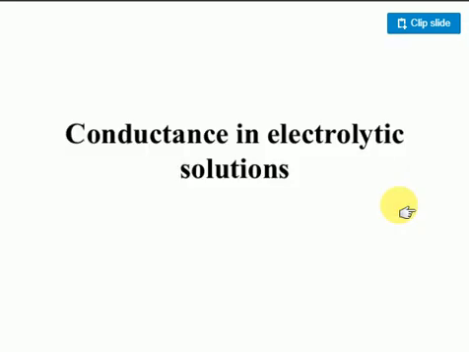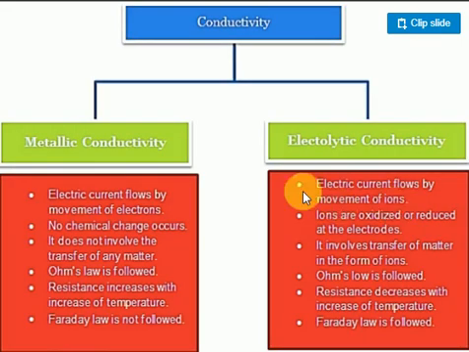So electrolyte conductivity is very important. How do electrolytes conduct electricity? Look very carefully: electrolyte conductivity depends upon the electric current flow by the movement of ions. Ions move and carry electricity. Ions undergo oxidation and reduction near the electrodes. Transfer of matter takes place, either deposition or some gas evolution, everything takes place in electrolyte conductance. It follows Ohm's law. We are discussing Ohm's law, resistance, temperature factors, Faraday's law, already discussed. We will discuss Ohm's law right now.